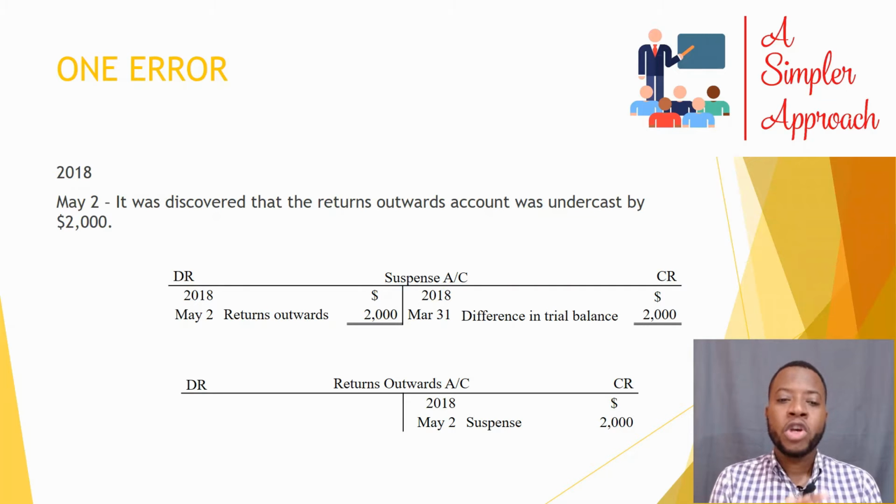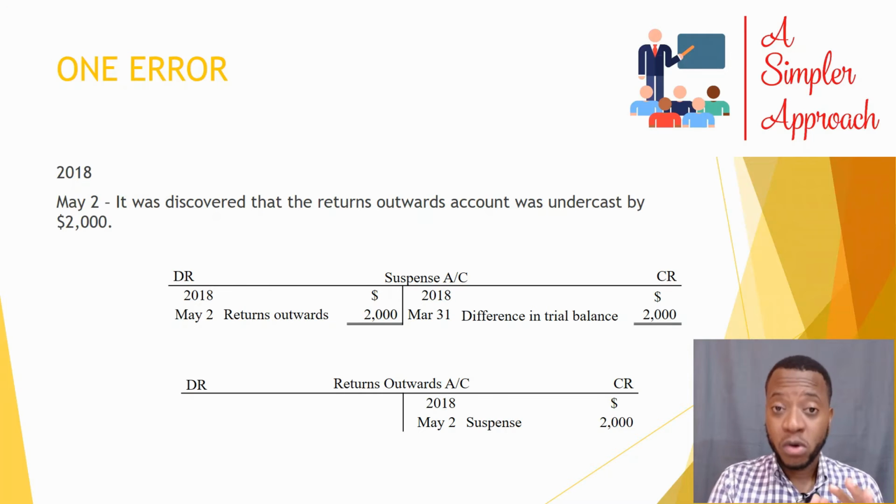The returns outwards, because now we've located what the error is, so we put it in the suspense account. Debit side, returns outwards, 2,000, double line, double line. Those two double lines mean what? The account is now closed. Done. Nil.